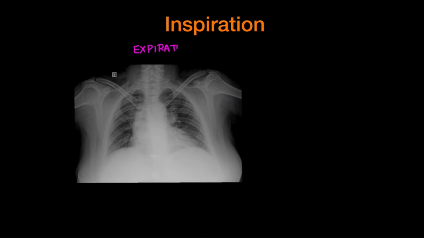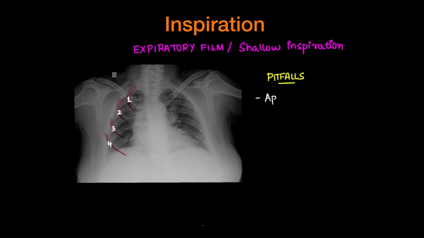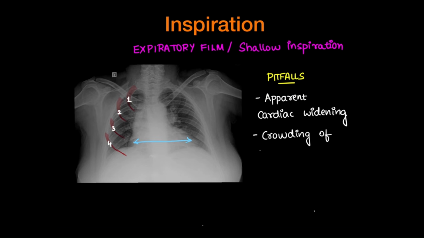In an expiratory film or a shallow inspiratory film or a poor inspiratory film, what happens is when you count the anterior ribs, you can count only 1, 2, 3, 4 like in this X-ray, so less than 5. This can show apparent cardiomegaly, and there can be crowding of the vessels in the hilum.